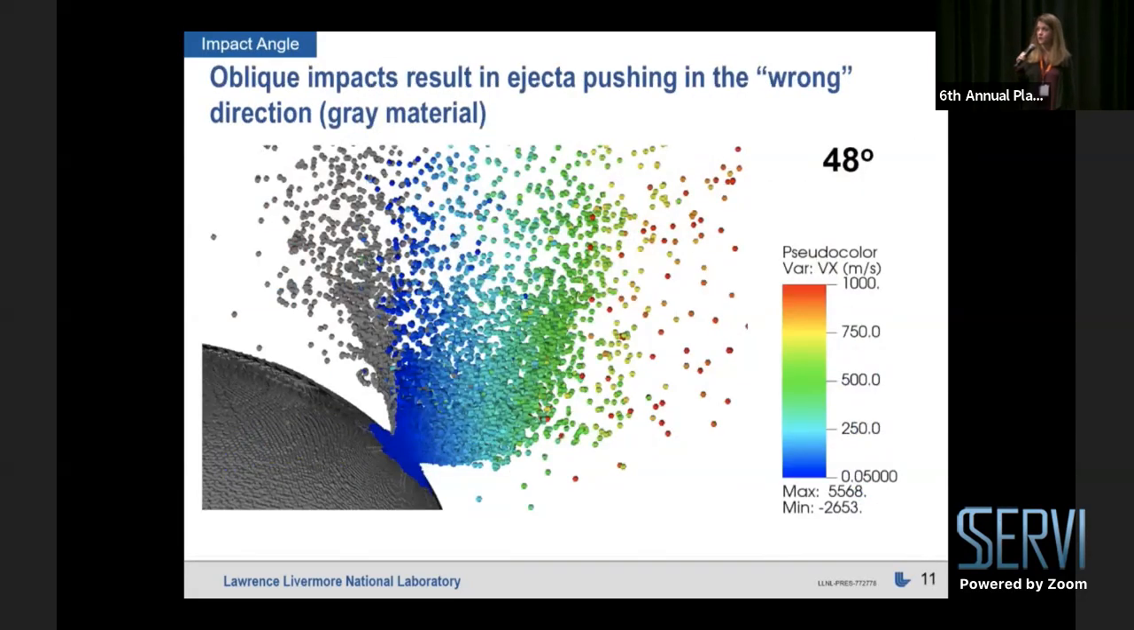And just zooming in on one of the cases here, you can see all of that gray material in the downrange direction. That's all pushing in the wrong direction for beta. That's going to directly subtract from the beta that we are calculating.